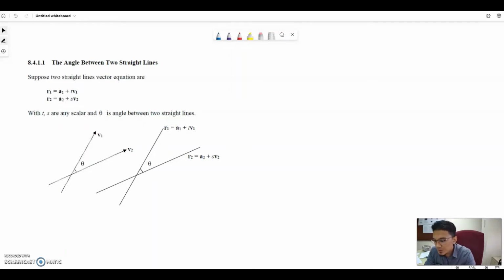Alright, so in this video we move to the next section, which is the angle between two straight lines. In the previous video, we already learned that the equation of a straight line in terms of vector is r equal to a plus tv. We already know the components in the equation, but to find the angle, the most important one is the component of vector v. Because what is vector v? V is the direction vector.